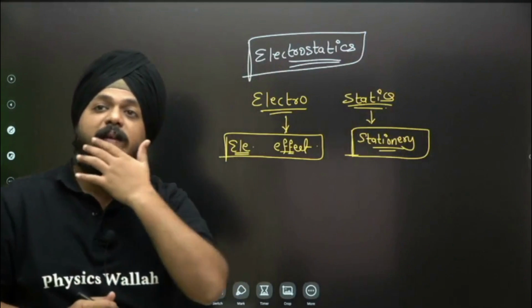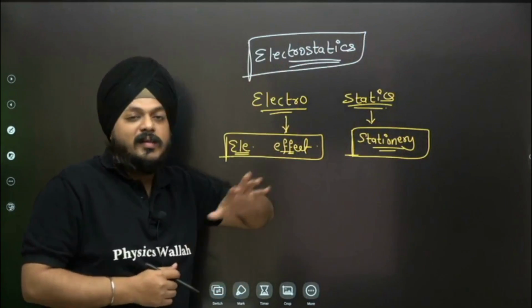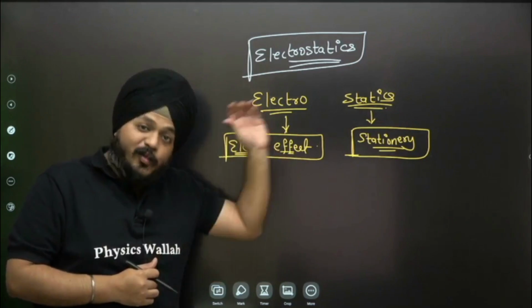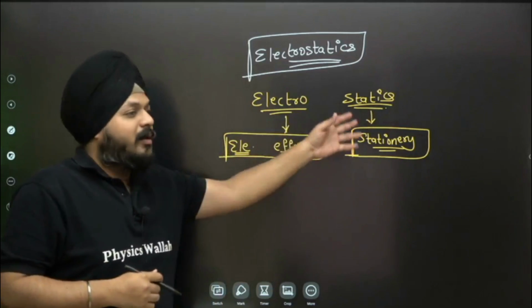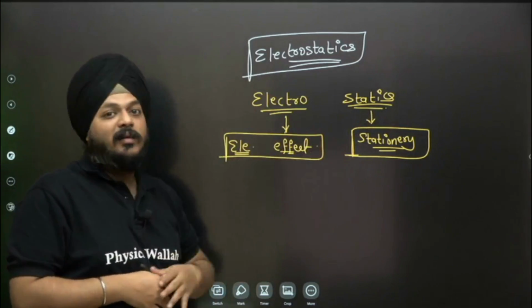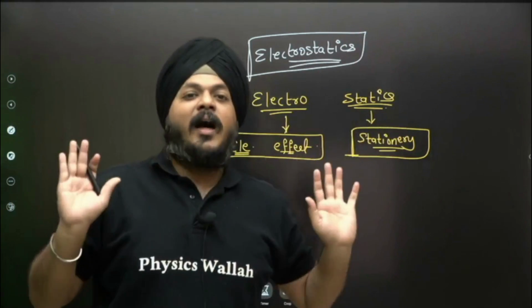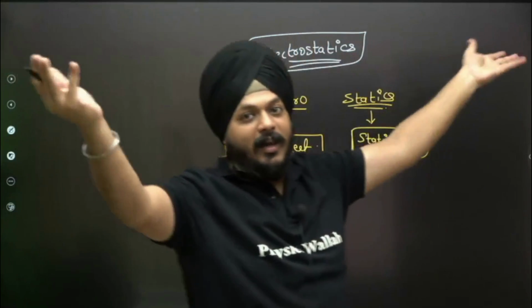Now many students might wonder how it is possible that something static gives an electric effect. I'm not going to discuss who is stationary and going to give the electric effect. Here it might be a body, a charge, or anything. We are not going to discuss that part. But right now, as food for thought, something is stationary and giving an electric effect.